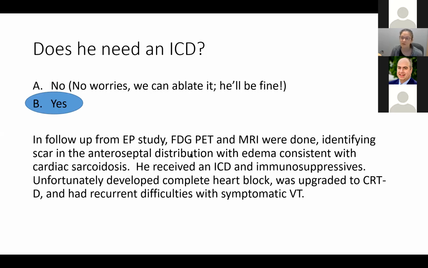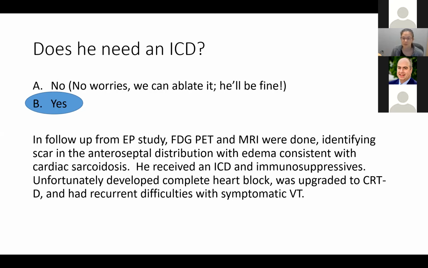So because of his young age and the HV prolongation and the mechanism of the VT, it was inducible with programmed stimulation rather than burst pacing, which may be a little bit more suggestive of a reentrant mechanism, they decided to do an FDG PET and an MRI, and they were able to identify a scar in the anteroseptal distribution with edema consistent with active cardiac sarcoidosis.